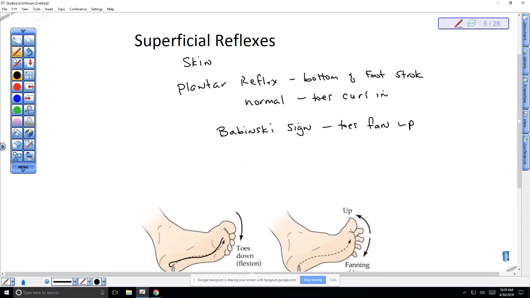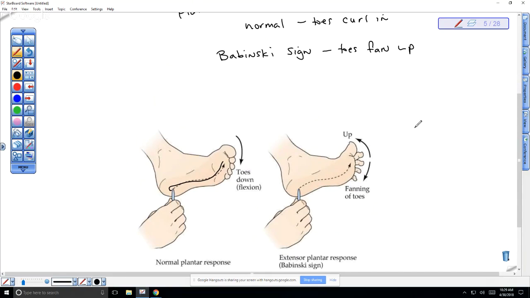So if the doctor was to do this, then it would suggest that you have damage really low down in the spinal nerves. Generally this is between L4 and S2 damage. If they did this to me and they found that my toes go like that, they'd say, oh, we have some damage to that area. So normal is that your toes are going to curl inward. But if you did this to a baby, like 6 months old, the toes would go up.